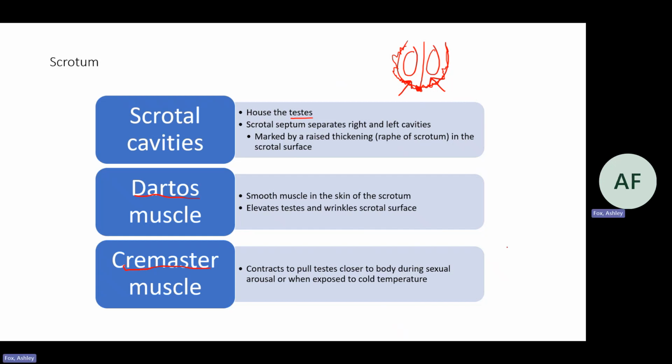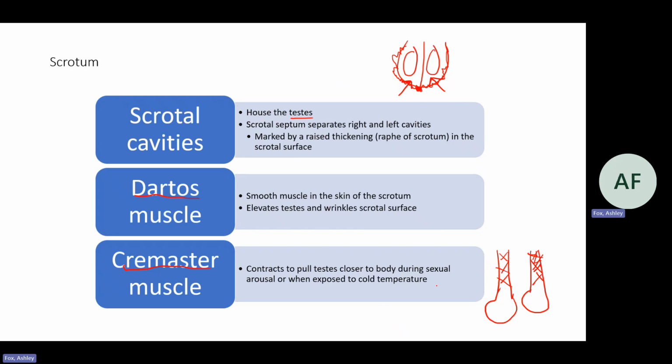The cremaster muscle is going to be running along the spermatic cord, going down to each of the testes. We'll see that later. We're going to see the cremaster muscle running along here. This is another way we can bring the testes closer to the body.